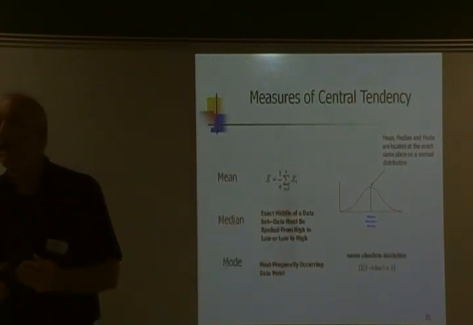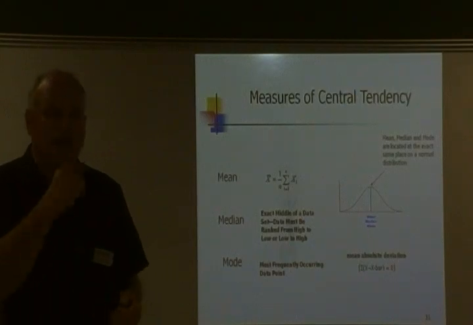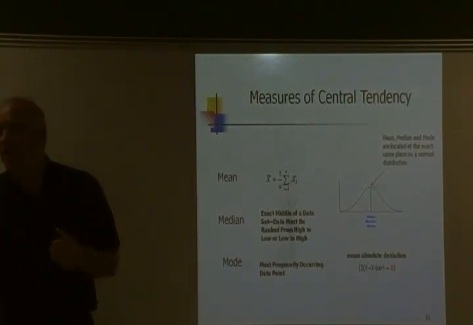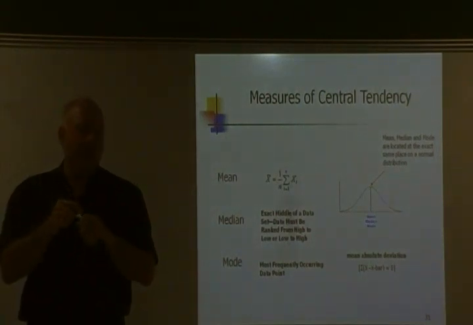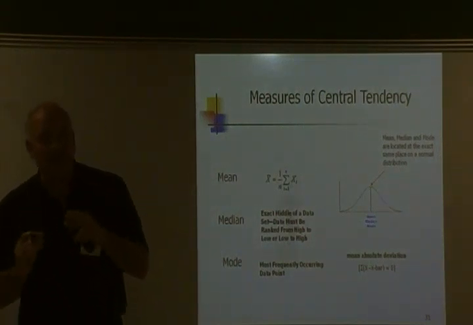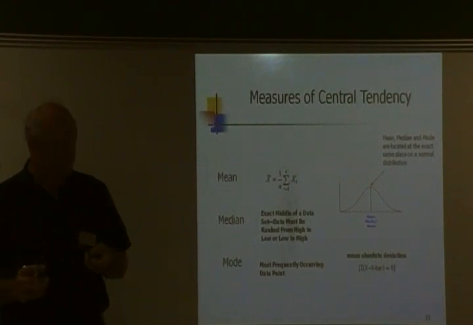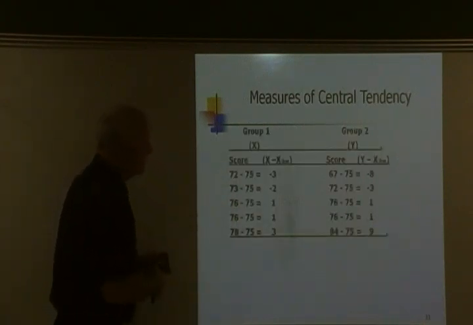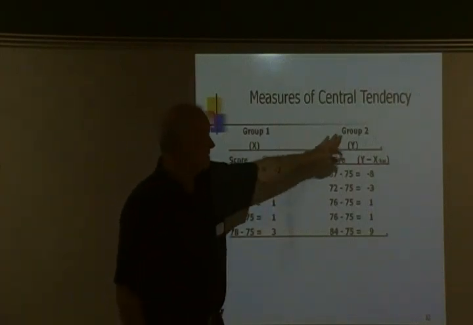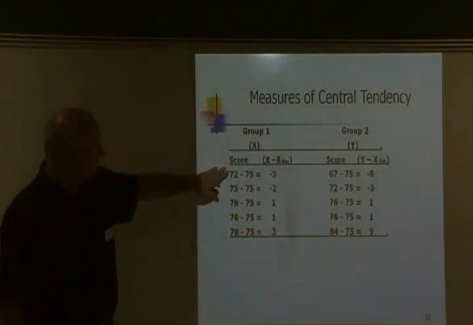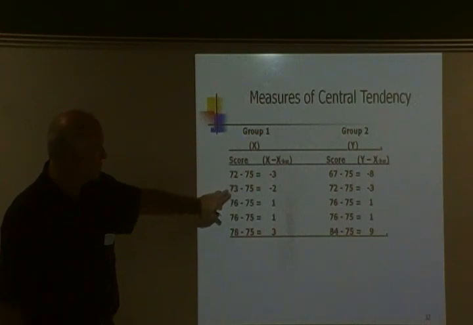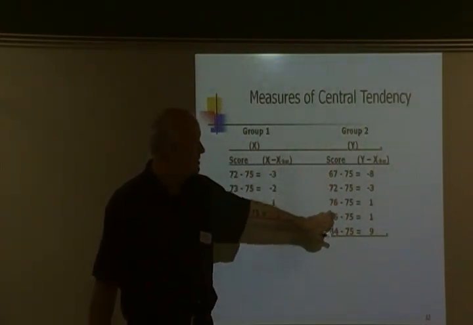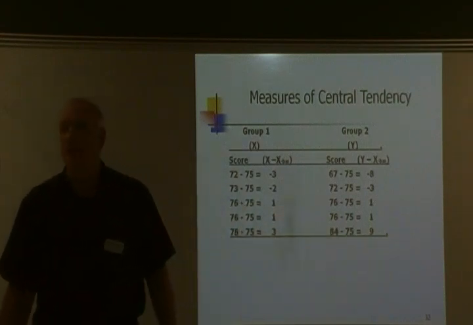Then there's a property of the mean. It's called the mean absolute deviation, or what it says is the sum of the deviations from the mean must equal 0. When we go to this next data set, it'll become a little more clear. So we have group 1 x and group 2 y. We have a data set for each one of them: 72, 73, 76, 76, 78, and 67, 72, 76, 76, and 84.